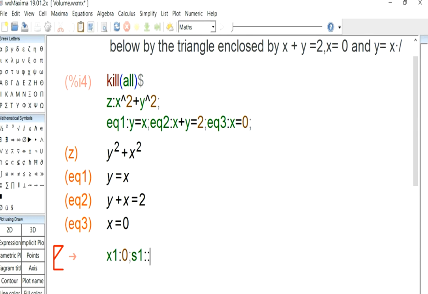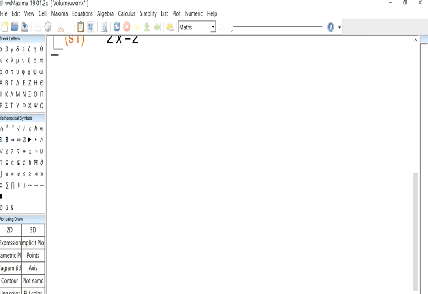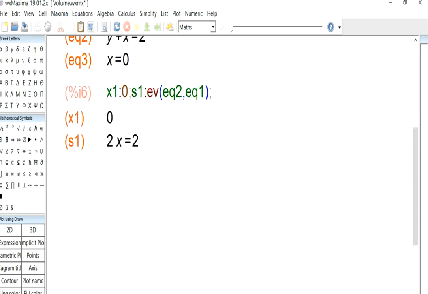S1 means we evaluate the two equations, that is equation 2 and equation 1. Substitute equation 1, that is y equal to x, in equation 2 to get 2x equal to 2. The command is S1 colon solve, evaluate within parenthesis equation 2 comma equation 1, put a semicolon. Now shift enter gives x1 equal to 0 and 2x equal to 2. So the lower limit of x is 0. Now we find the upper limit, that is we have to solve 2x equal to 2. We already know the value must be equal to 1.